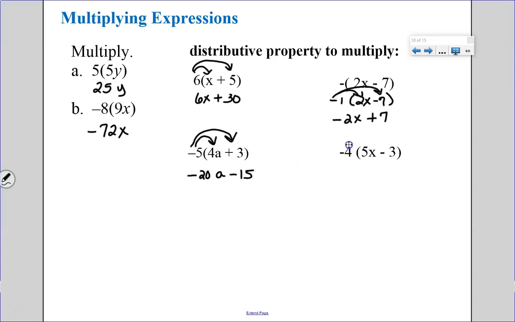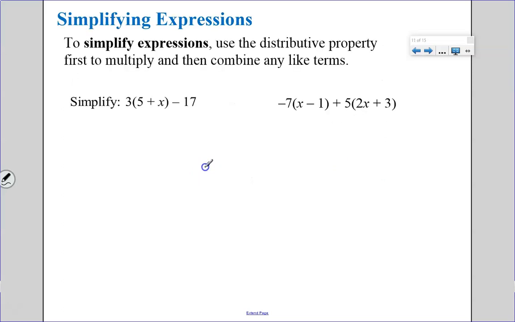And finally on this one, negative 4 times 5x and negative 4 times negative 3. Negative 4 times 5x would be negative 20x. Negative 4 times a negative 3 is a positive 12. Now here, these problems involve both multiplication and collecting like terms, or the addition and subtraction. It's just kind of like when you do order of operations. You'll do any multiplication first, and then you'll do any combining of like terms after you do that to make sure your answer is simplified.